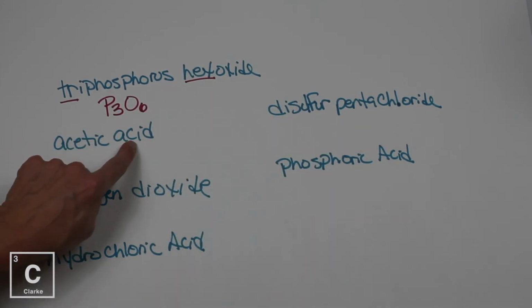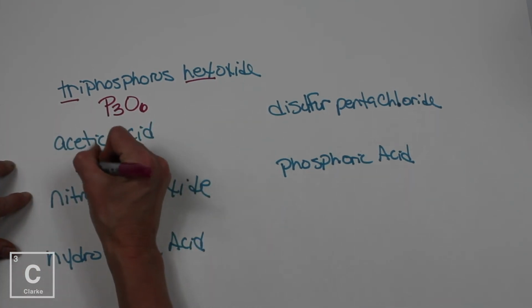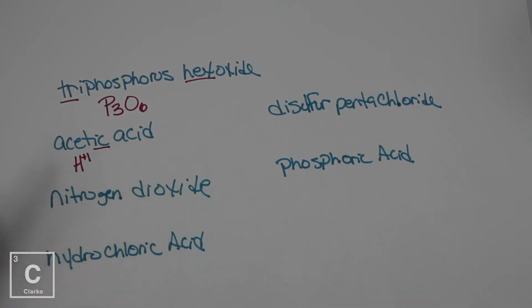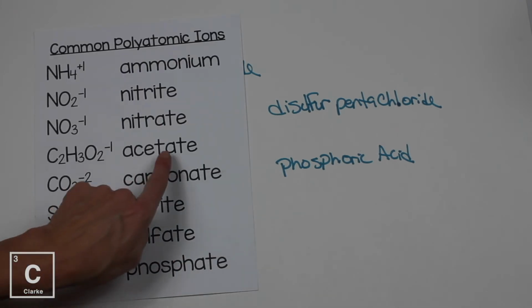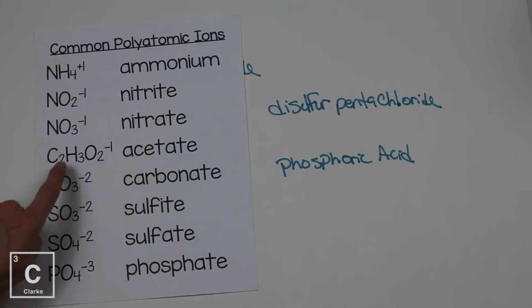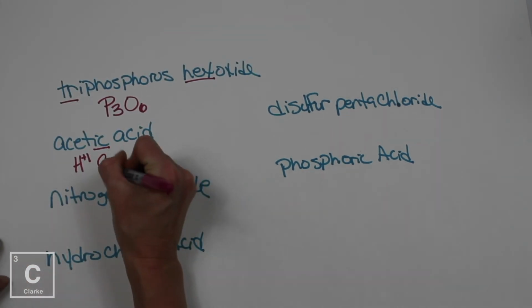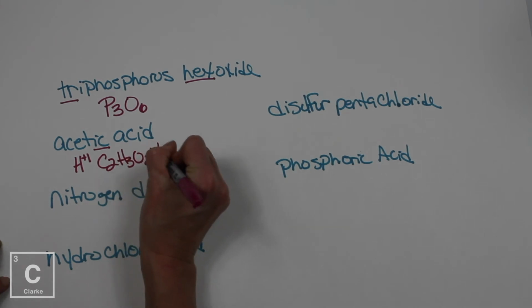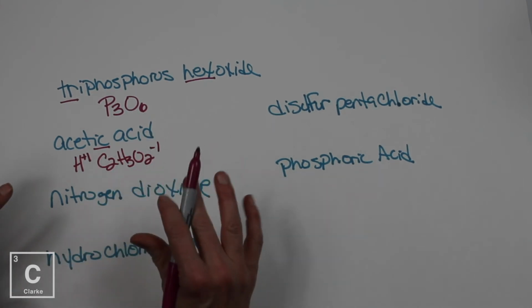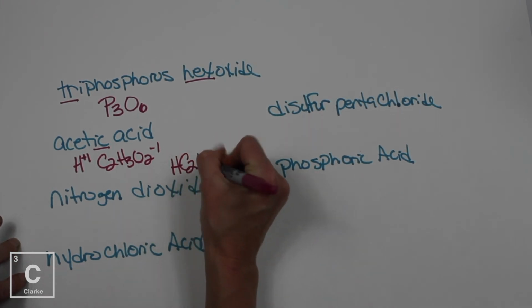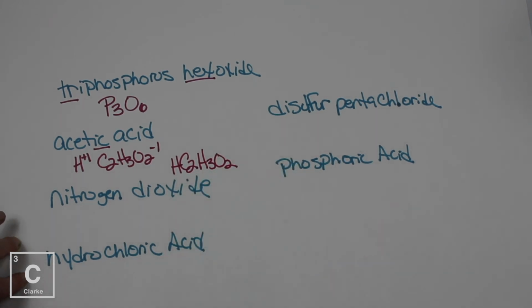Let's look at this example. Acetic acid. It tells us it's an acid, and all acids begin with a H+. Now acetic, that ic tells us that originally this was an ate. Acetate, that's what we're looking for. C2H3O2 minus 1. Plus 1, minus 1, those cancel out. So we end up with just HC2H3O2, acetic acid.